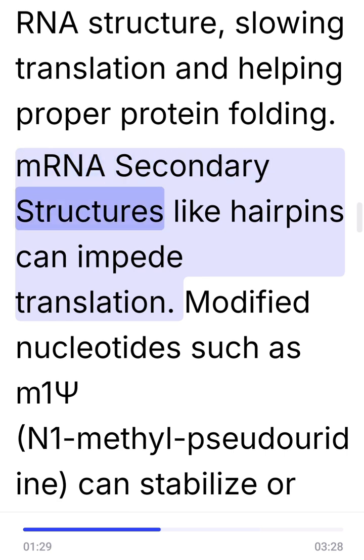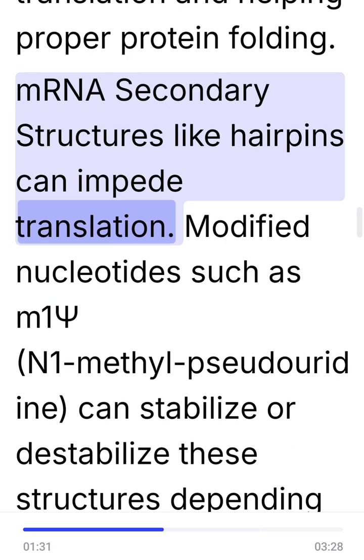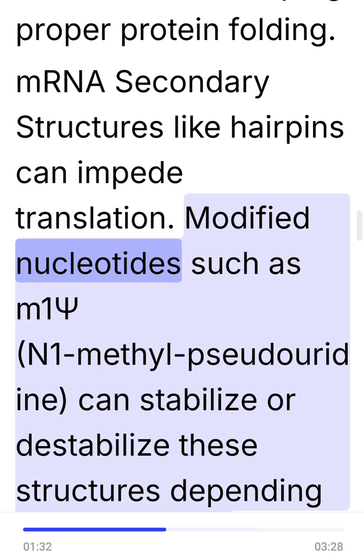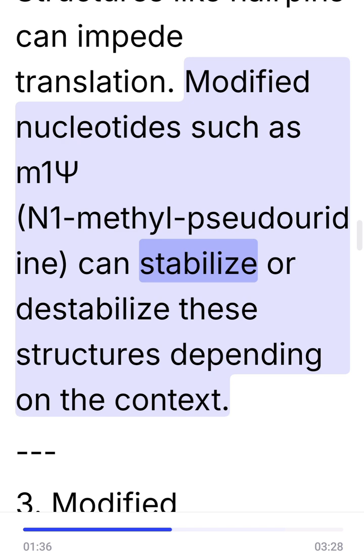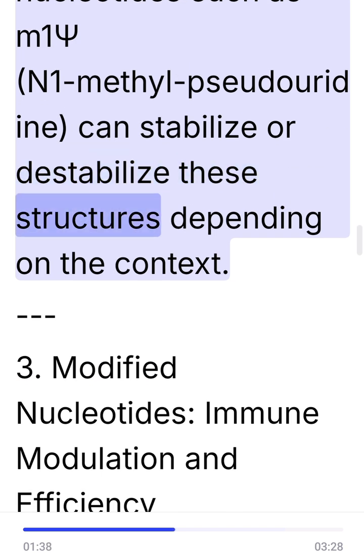mRNA secondary structures like hairpins can impede translation. Modified nucleotides such as m5C and 1-methylpseudouridine can stabilize or destabilize these structures depending on the context.